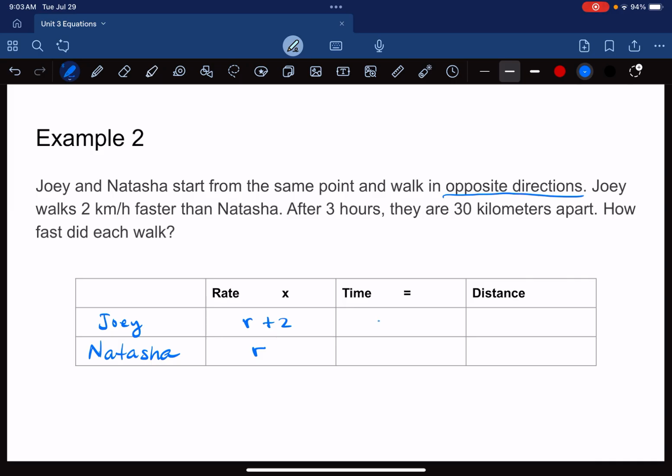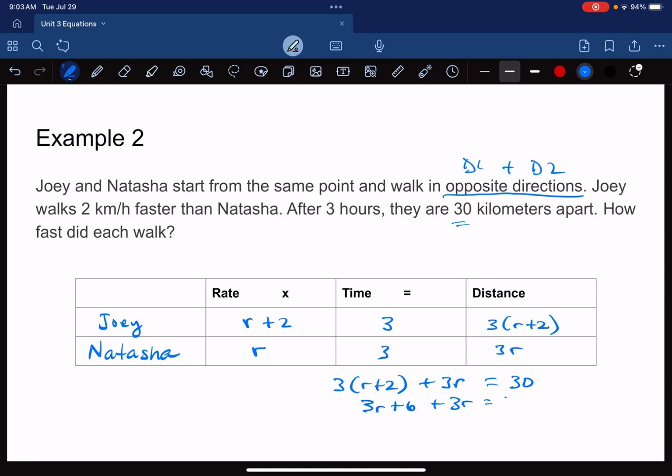After 3 hours, well, they started at the same time, and they both walked 3 hours. They are 30 kilometers apart. That means these two distances are going to equal 30 when we add them together. So opposite directions, we add the two distances. We're going to take d1 plus d2, and that's going to equal 30. So let's fill in the distance column by multiplying. 3 times (r plus 2), and this is just 3r. So 3 times (r plus 2) plus 3r equals 30.